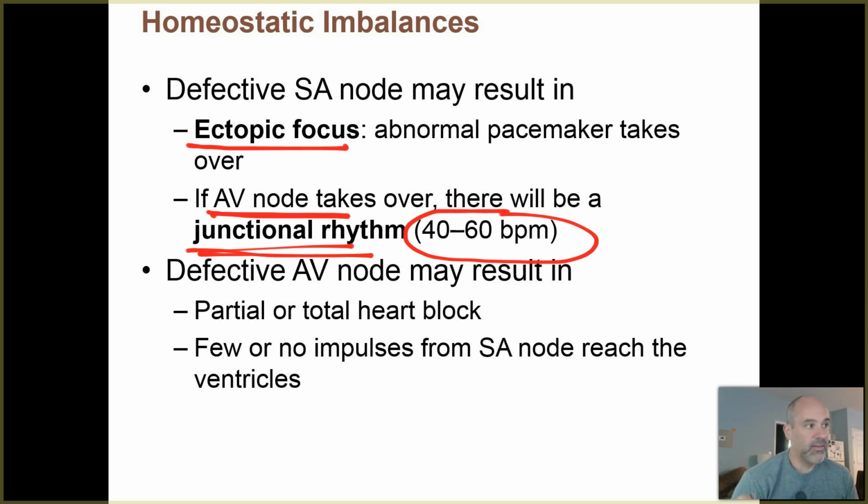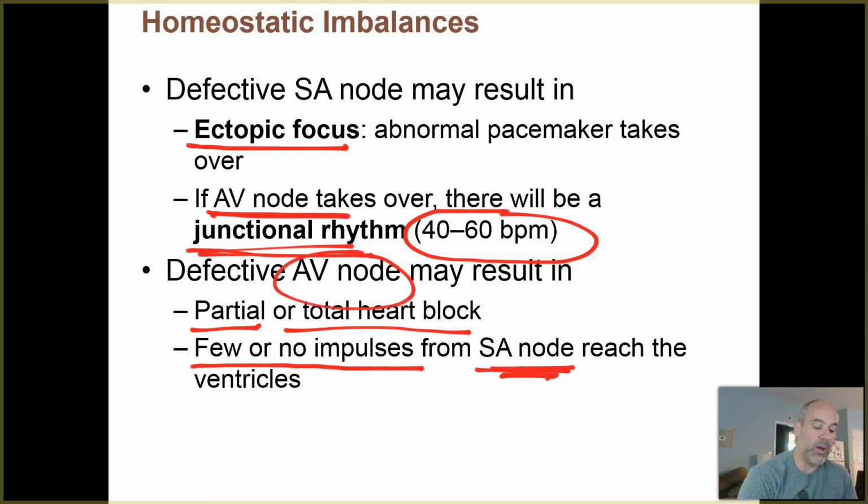If that is not functional, that can lead to a partial or a total heart block, because you have few or no impulses from the SA node ever making it down into the ventricles. So your SA node might still be healthy and functioning, but if the AV node is not able to do its action potentials properly, it won't be able to spread those properly down through the AV bundle and then those bundle branches and on into the Purkinje fibers.